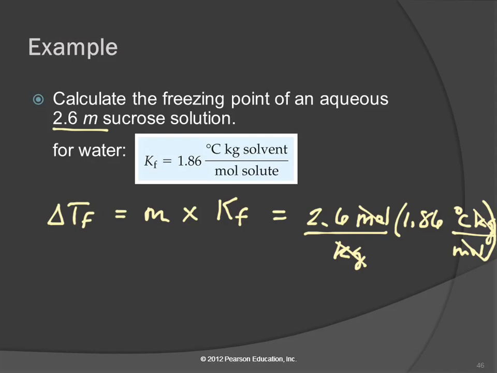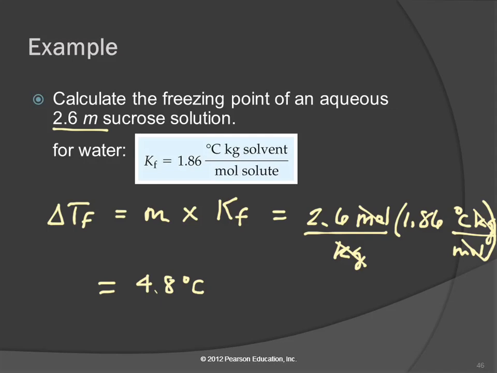So this is 2.6 times 1.86. And this equals 4.8 degrees Celsius. Is that the freezing point? No. That's the change in the freezing point.